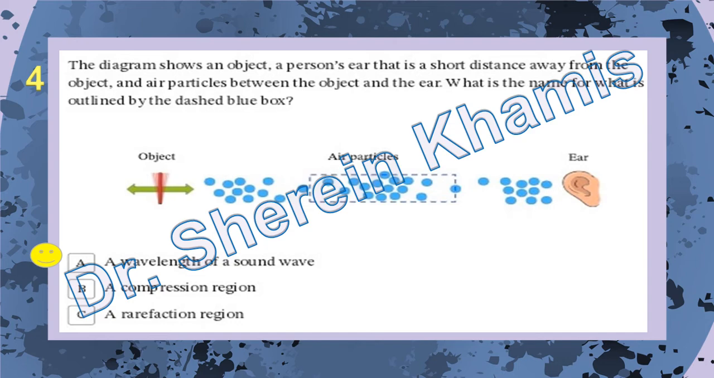So we have two cases here. One, the distance from the center of one rarefaction to the center of the rarefaction behind it, so we have the wavelength of the sound wave. And another, the center of one compression to the center of the next compression, so in each case we have the wavelength of the sound wave. So we are going to the next question.